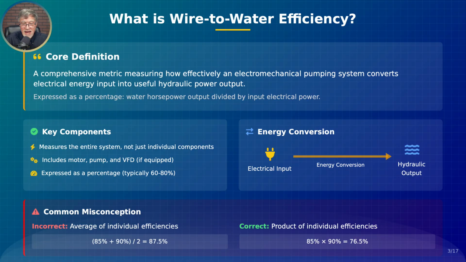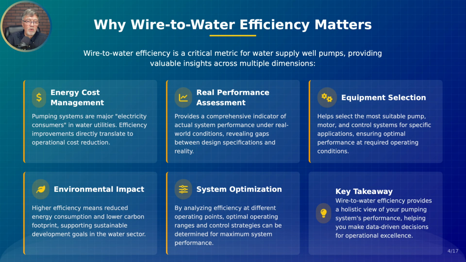So it's not an average; it's a product. So why does wire to water efficiency matter? It's a critical measure for water supply system pumps, which are really the heart of our system. Whether you have a water supply well or you're pumping from surface water storage, it's an important part of your system, because if your pump is not working efficiently, then your whole system is going to suffer from that. So wire to water efficiency is going to get us some valuable insights into multiple dimensions.